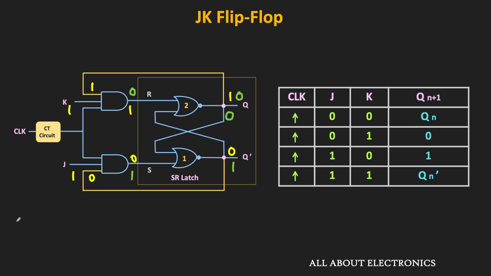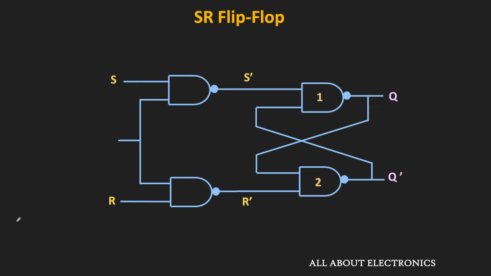Similar to the SR flip-flop, this JK flip-flop can also be implemented using NAND gates. Earlier we have seen how to implement the gated SR latch using NAND gates. Now in this circuit, when we connect the clock transition circuit to the enable input, then this gated latch will respond to the input only at the clock transition. And in this way, it will behave like a flip-flop.